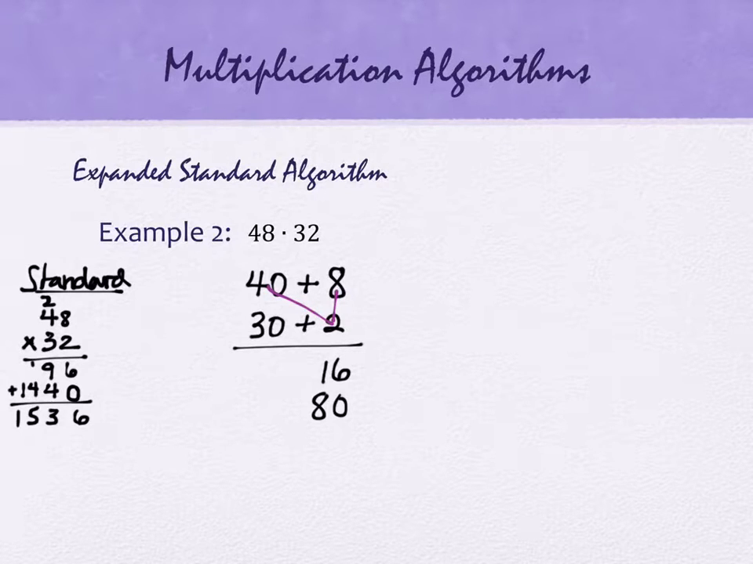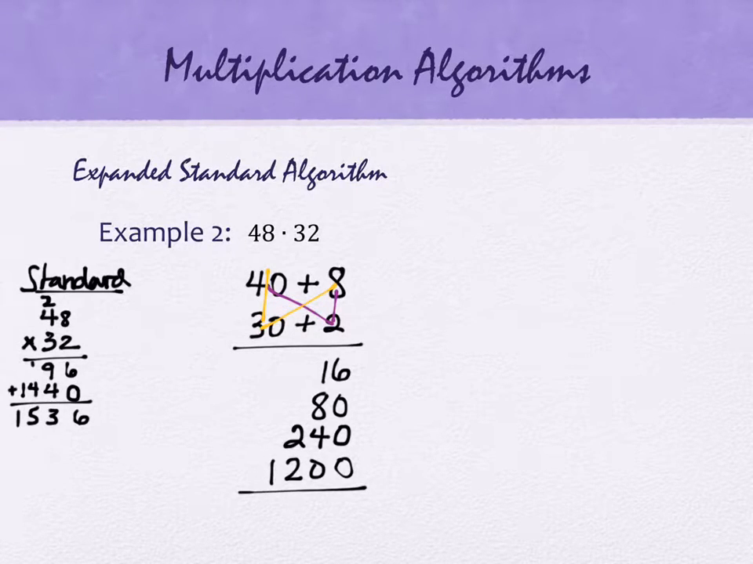Okay, and then we're going to do the same thing with the 30. We're going to do 30 times 8, so we're going to get 240. And then we're going to do 30 times 40 so that we get 1,200. There's no mysterious zeros, and there's no addition in the middle of my multiplication.